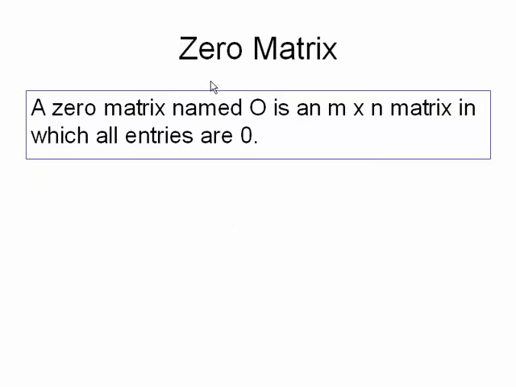A 0 matrix is another special type of matrix. We usually give it the name capital O, and it's just an m by n matrix in which all the entries are 0. So if I have a 2 by 2 matrix with all the entries being 0, that means this is a 2 by 2 0 matrix. We could have a 2 by 1, a 1 by 2, a 3 by 2. It doesn't make a bit of difference what the size is as long as all the entries are 0.